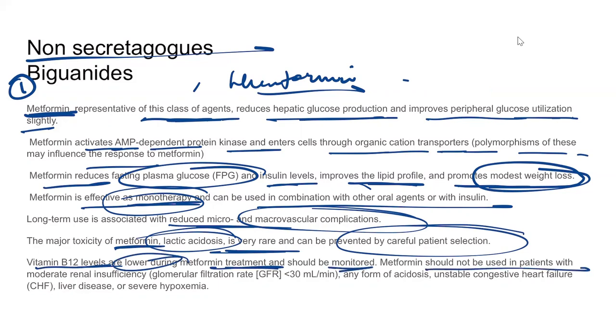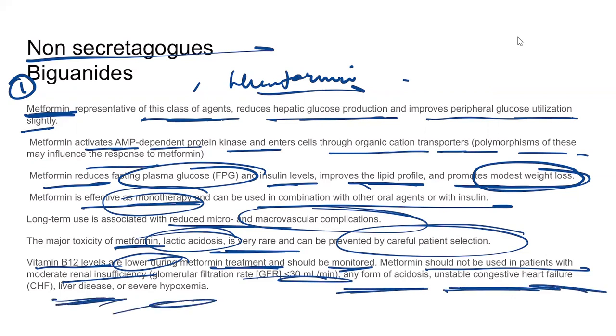Metformin should not be used in patients with moderate renal insufficiency, that is GFR less than 30, any form of acidosis, unstable CHF, liver disease, or severe hypoxemia. Because in these cases, there is increased chance of lactic acidosis in a person taking metformin.